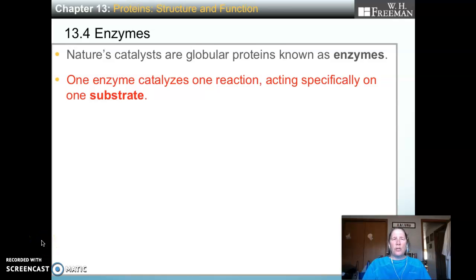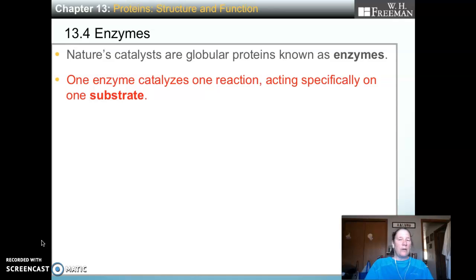Okay, today we're going to finish up chapter 13, proteins, and we're going to talk about special proteins called enzymes. Enzymes are globular proteins. Remember we had fibrous and things like that, but they're globs. And their job is to make things happen. They catalyze reactions without being changed themselves. So their job is to make a reaction happen, but they're not actually involved in the reaction.